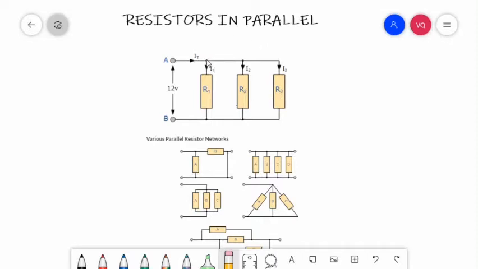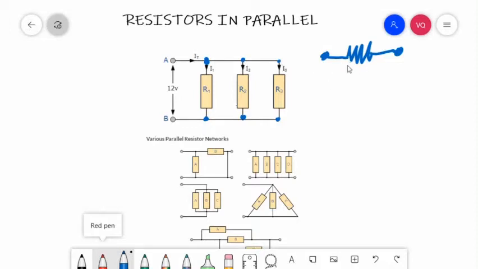So these are the terminals of your resistor. This one, terminals. Basta. So these are the terminals. We can say that resistors are in parallel if these two terminals are at the same node.